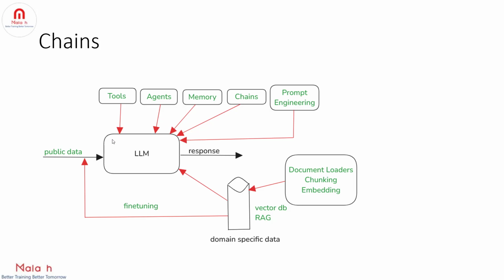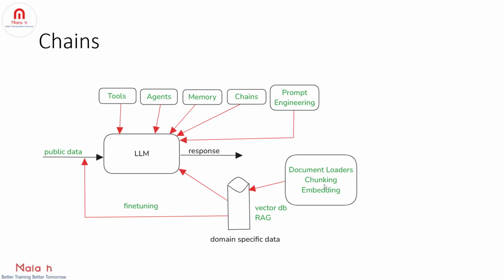So when a user asks any question to an LLM, we know the LLM has been trained with some publicly available data, right? So the LLM can answer with its generic intelligence. Otherwise, if the LLM cannot answer with its generic intelligence, then we need to train this LLM with your organization's domain specific data by loading your documents using document loaders and then chunking the document.